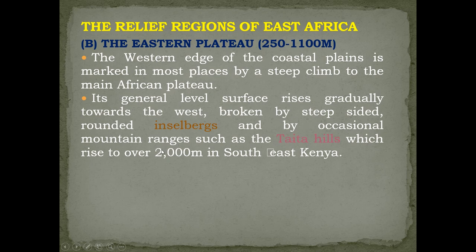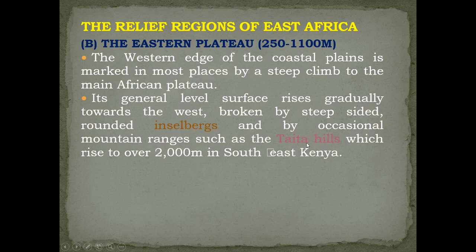That's why I told you that there are some areas which rise above 1,100 meters. So there are some isolated mountain ranges, for example, the Taita Hills. When you look at your atlas, the Taita Hills are found in the southeastern part of Kenya. So look for these hills on your atlas.